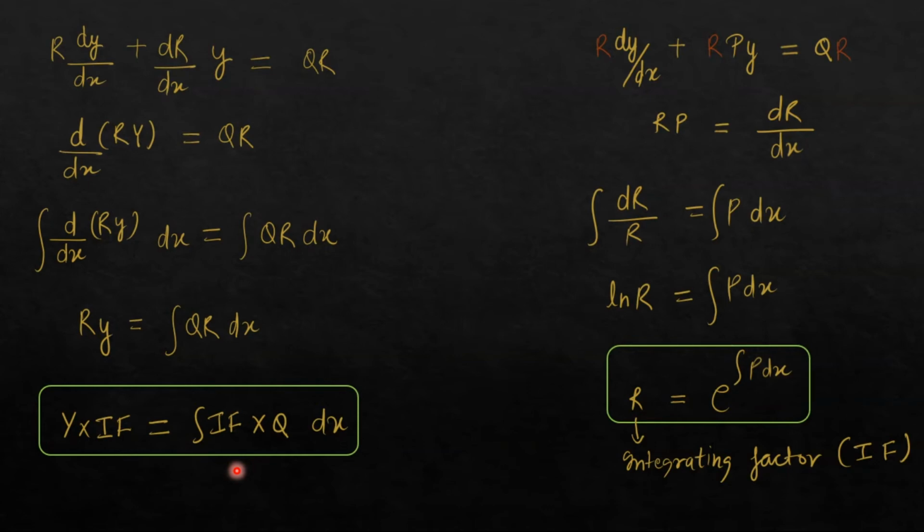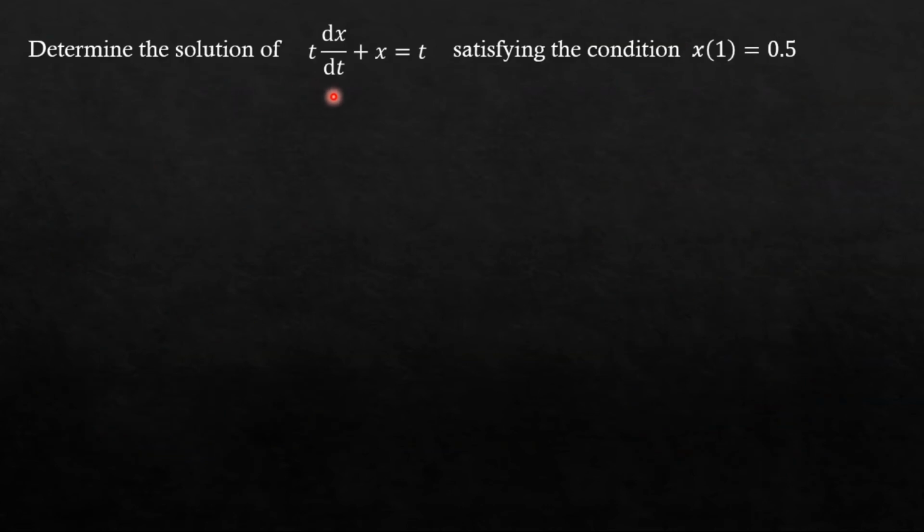Now let us see how to apply this method in terms of a problem. Here we have been given a differential equation t dx by dt plus x is equal to t, and we have been given a condition, that is the value of x is equal to 0.5 when the value of t is equal to 1. Here you can see the dependent variable is x and the independent variable is t. Here x is a function of t, you can say.